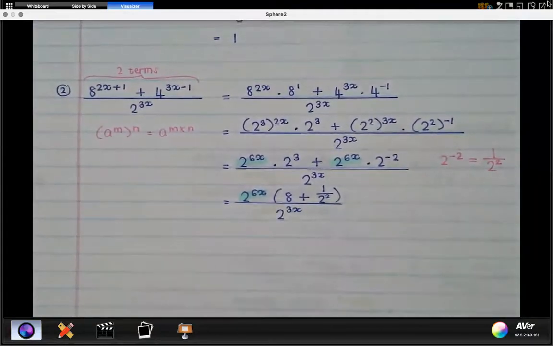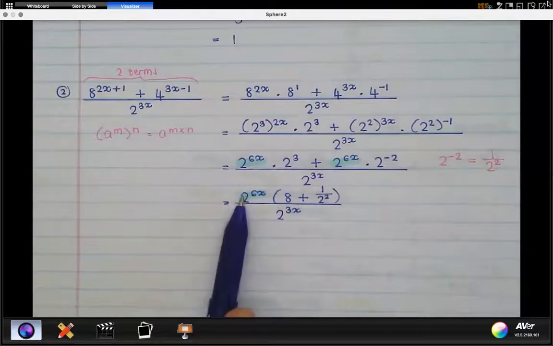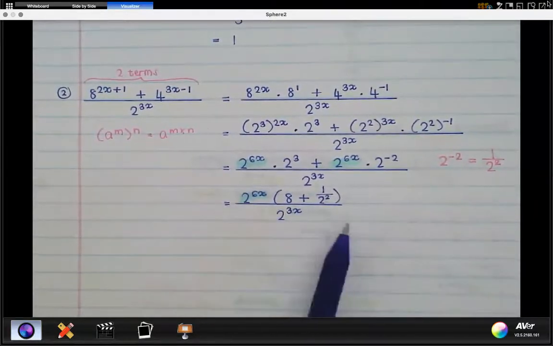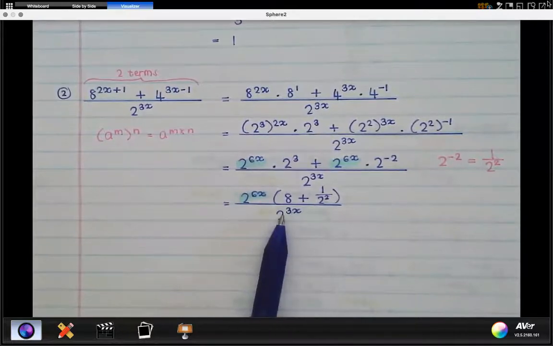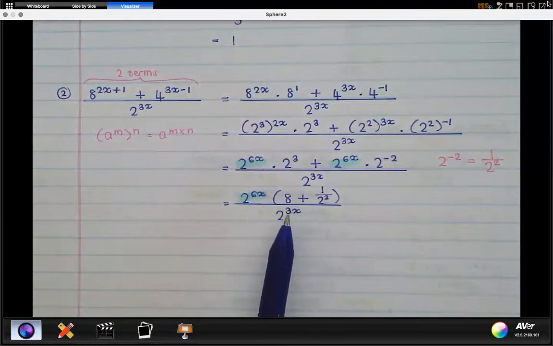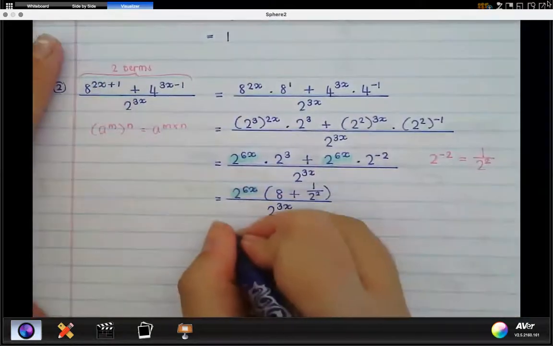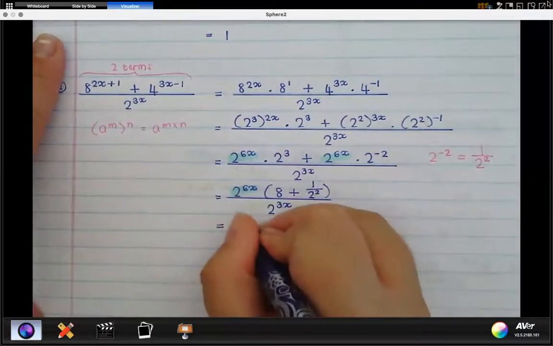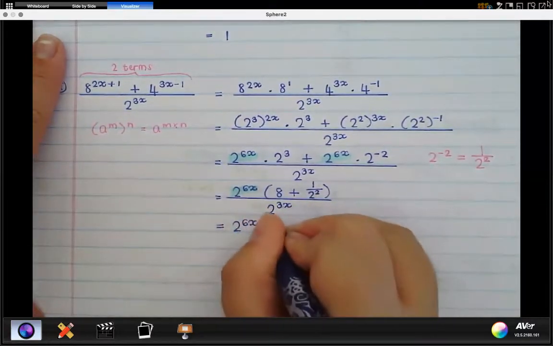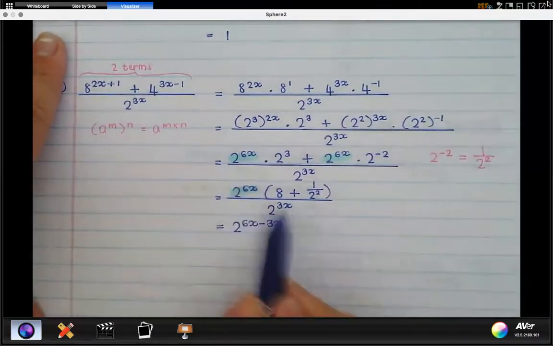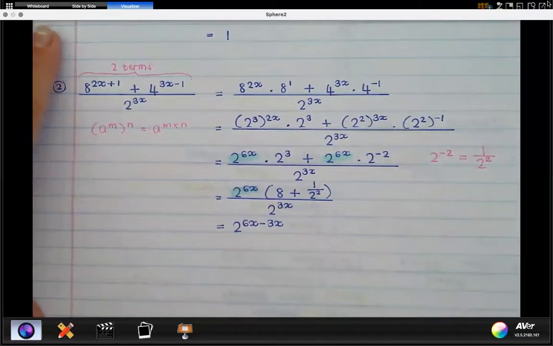So now we should remember what I'm actually doing. I'm saying this divided by this. And when we are dividing powers with the same bases, what do we do with the exponent? We take the top one minus the bottom one. So I'm actually going to have 2 to the 6x minus 3x, right? We can't just cancel out straight because we don't have the same thing at the top and bottom. So we need to go back to the basics.